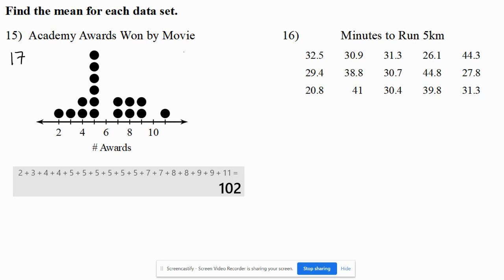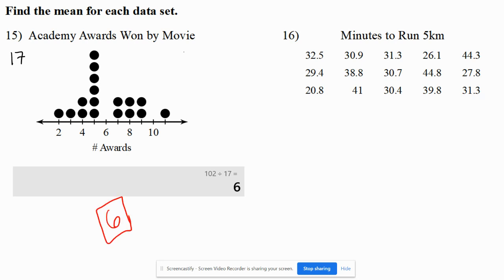Let me see how many numbers I have. I can easily count my dots. There's 17 of them. So what I'm going to do is add all the numbers. In my result, I'm going to divide it by how many numbers I have. So I added my numbers, 102, divided by 17 gives me 6. So the mean in this case, 6.